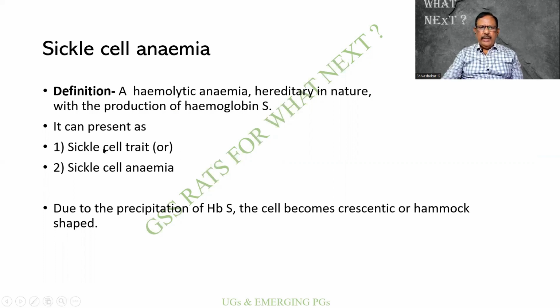Sometimes it is not fully manifest. We call it a trait. When it is fully manifest, it is an anemia. It is due to the precipitation of hemoglobin S, which forms a crescentic shape or a hammock shape. Hammock is a kind of a knife that is used for harvesting.